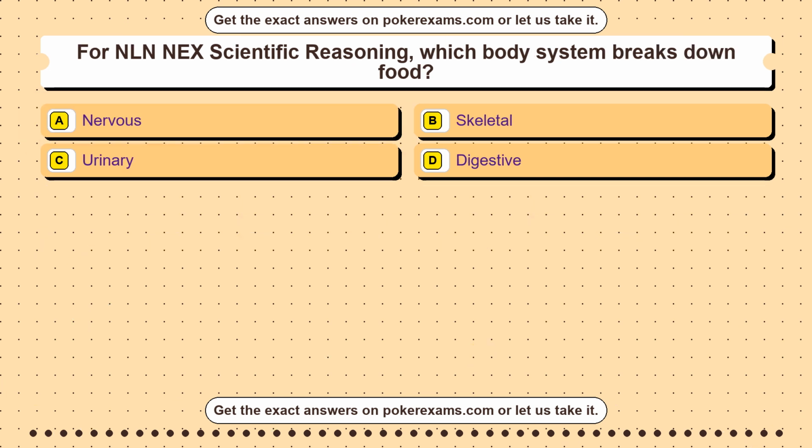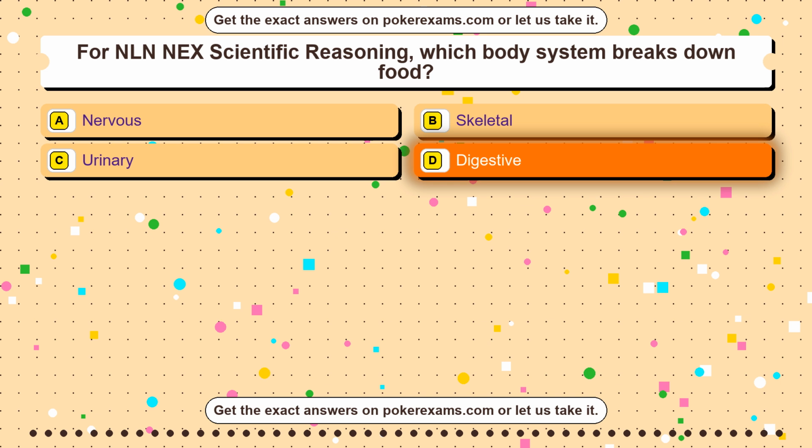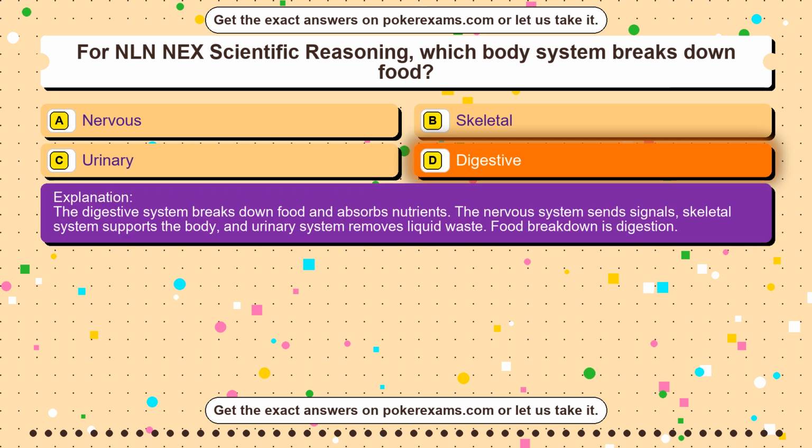Question 2. For GED Science Practice Test, which operation undoes multiplication by 5? Option A, add 5. Option B, subtract 5. Option C, multiply by 10. Option D, divide by 5. The correct answer is option D. Division is the inverse of multiplication, so dividing by 5 undoes multiplying by 5. Adding or subtracting changes the value in a different way. Multiplying by 10 increases the effect rather than reversing it.